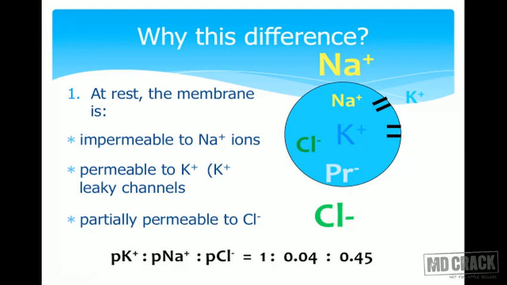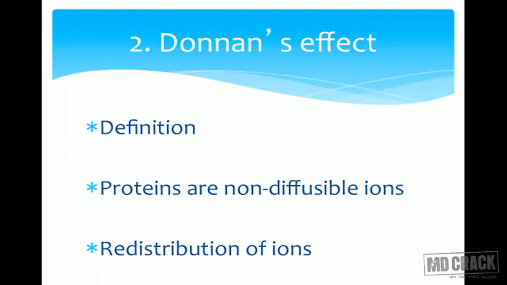So if the protein wants to hold ions, which ions can they attract? They can attract the potassium ions, because in the resting stage, the membrane is more permeable to potassium. Though the potassium will try to move out, the proteins are holding them. This is called Donnan's effect. So what is Donnan's effect? The presence of non-diffusible ions across a membrane will affect the concentration of the diffusible ions. So it will cause redistribution of the ions.